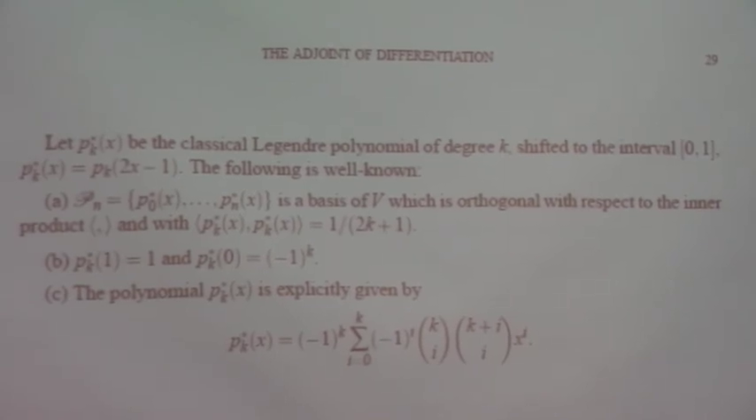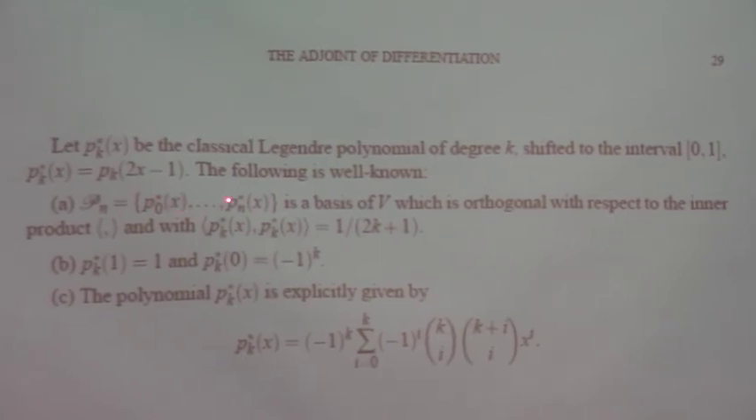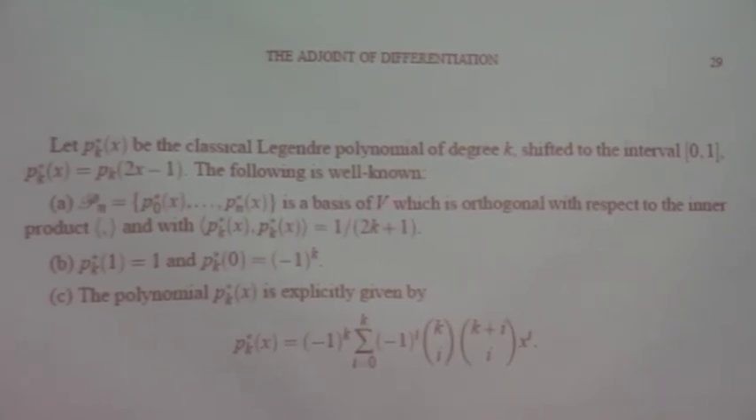There, the Legendre polynomial is shifted to the interval 0, 1. So I'm going to call them pk star of x. In terms of the most classical ones, they're pk of 2x minus 1. And the basic property of the Legendre polynomials is that, well, first of all, the polynomial pk star of x is degree k. So if we look at the set of polynomials from p0 star to pn star, we have a polynomial of each degree from 0 to n. That's a basis of V, which is the space of polynomials of degree at most n.